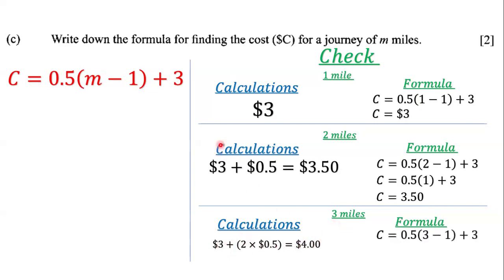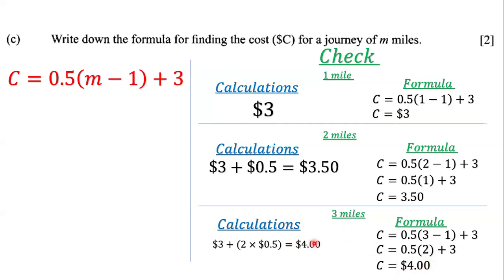Now let's use the formula. The formula states that 0.5, open bracket, m minus 1, close bracket, plus 3, where m is the number of miles. Now in this case, the number of miles is 3. So that means that we substitute 3 here. So in place of m, we put 3. So we have 3 minus 1 in brackets, and 3 minus 1 is definitely 2. So we have 0.5 multiplied by 2, plus 3. Now 0.5 multiplied by 2 plus 3 is 4. And so that means that the cost, based on using this formula, the cost for 3 miles is $4, which is the same thing that we got when we used our calculations.